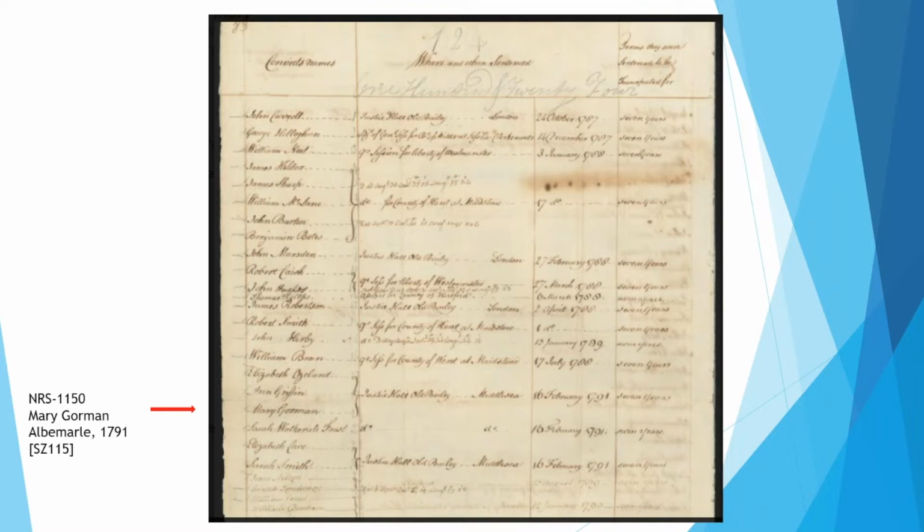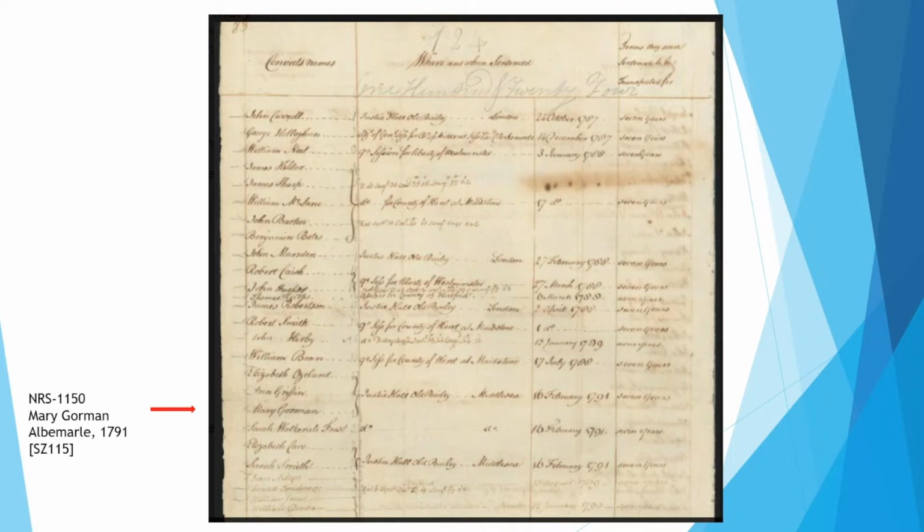Now, early indents don't provide a lot of information about the convict, just the basic information. So there we have Mary Gorman. We have where she was tried, which was Justice Hall, Old Bailey in Middlesex. The date of her trial, 16th of February, 1791, and her sentence, which was 7 years. So just the bare minimum about the early convicts on their indent.